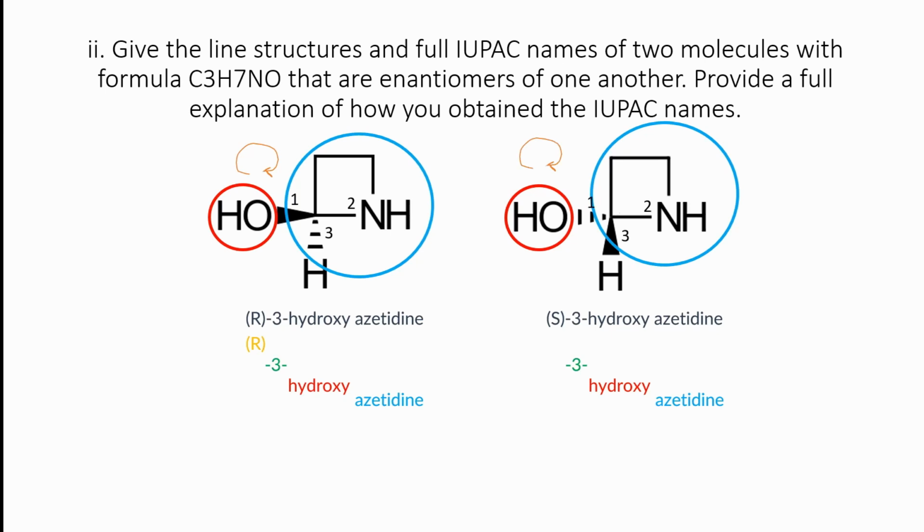However, as the lowest priority group is pointed towards me on this one, I need to rotate the molecule to get the hydrogen pointing away from me, which means the priorities have now been rotated to the left, which means this is the S molecule.